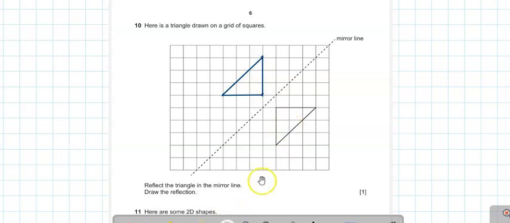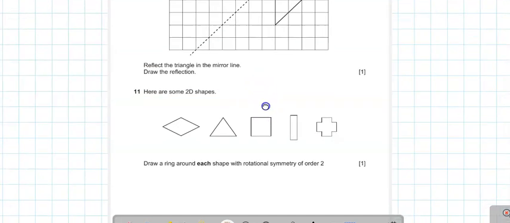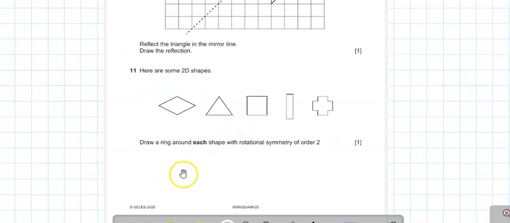Next question. Here are some 2D shapes. Draw a ring around each of the shapes that has rotational symmetry of order 2. Rotational symmetry of order 2, of course, the rhombus. This is not a square, it's a rhombus. The equilateral triangle has order 3. The square has order 4.